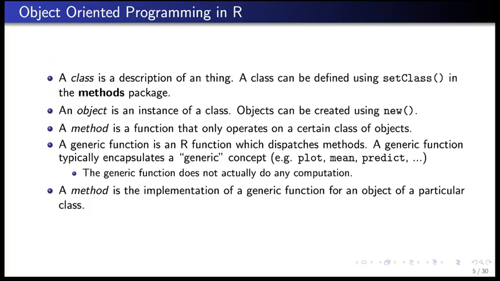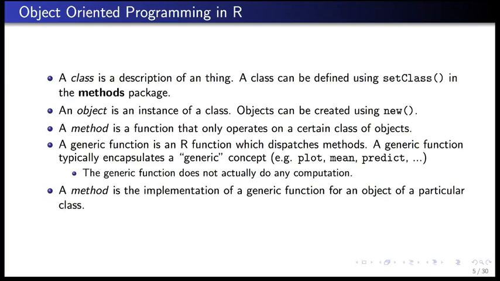So the way object-oriented programming in R works is you have classes and methods, as you probably guessed by now. A class is a description of a thing. Think of a data type, a new type of object that doesn't already have representation in the R language. The class describes what the thing is, and the class can be defined using the setClass function in the methods package.